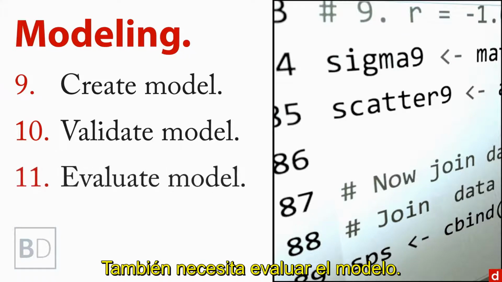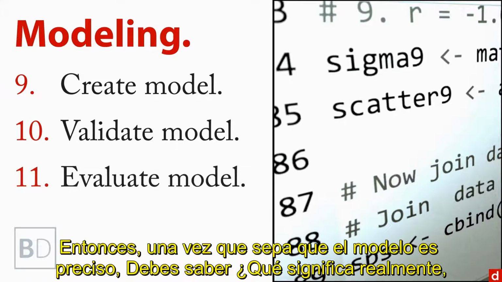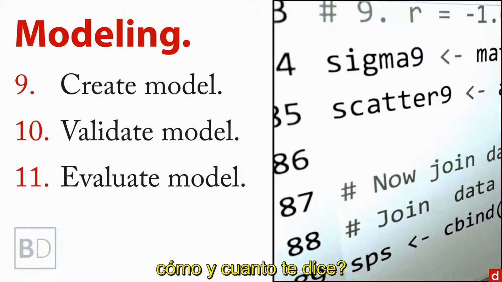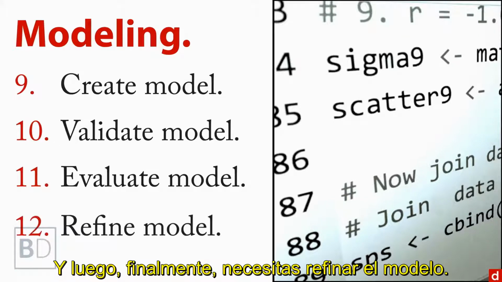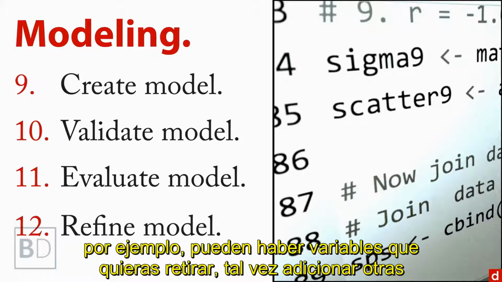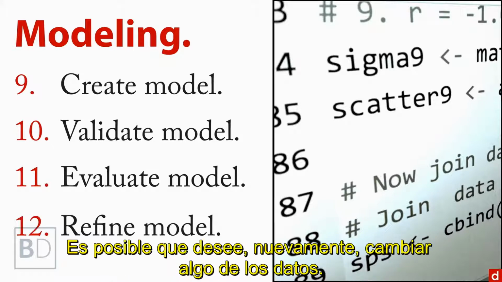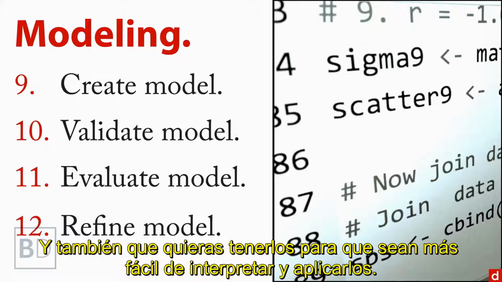You also need to evaluate the model. So once you know that the model is accurate, what does it actually mean and how much does it tell you? And then finally, you need to refine the model. So for instance, there may be variables you want to throw out. There may be additional ones you want to include. You may want to, again, transform some of the data so it's easier to interpret and apply.